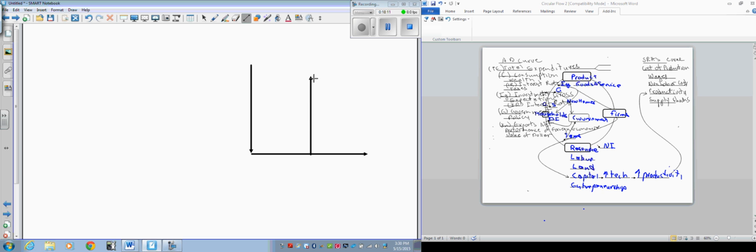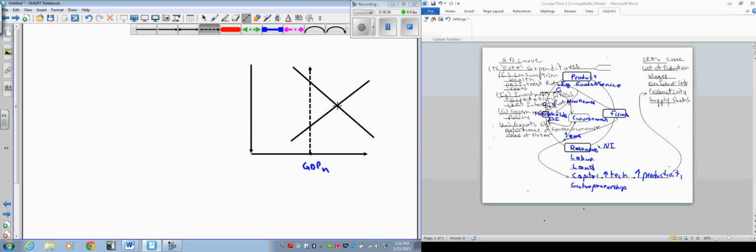This is going to be your GDP. Going to be your GDP natural. But your intersection is overemployment, so your SRAS and your AD is going to intersect out here, like that. And the second scenario says we want to get ourselves back to this GDP natural from this GDP equilibrium.